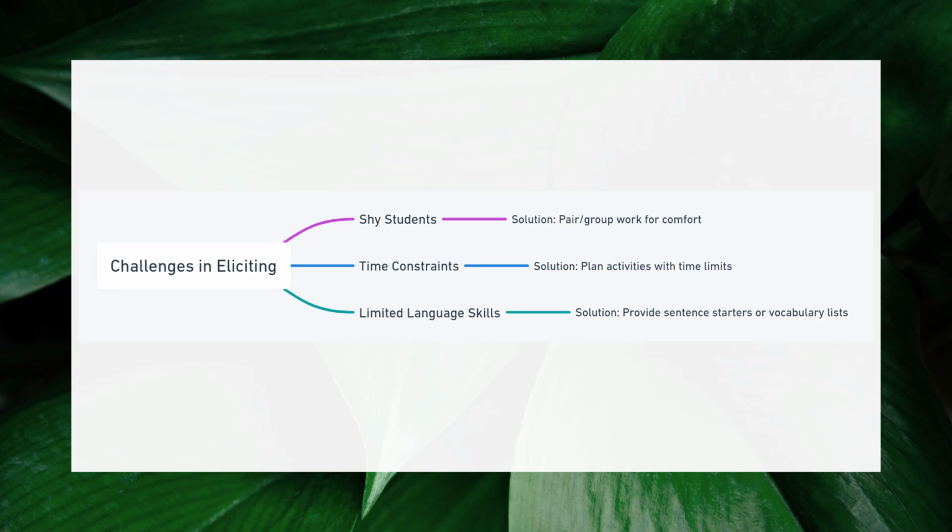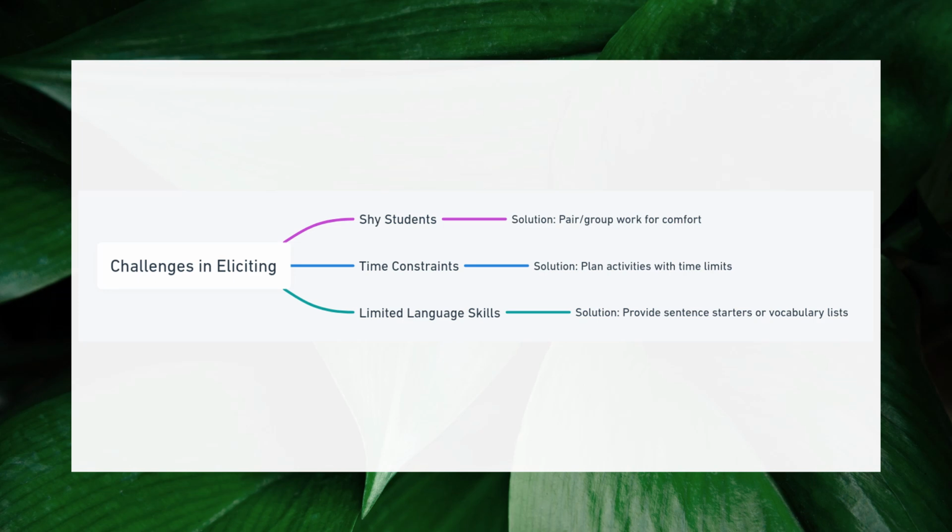Time constraints. Eliciting activities can sometimes take longer than planned, especially if students need extra support. Solution: plan lessons carefully and allocate specific times for eliciting activities. You can also set time limits for each activity to keep the lesson moving smoothly.